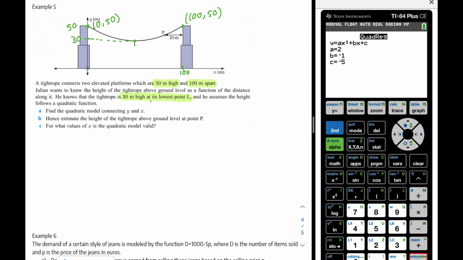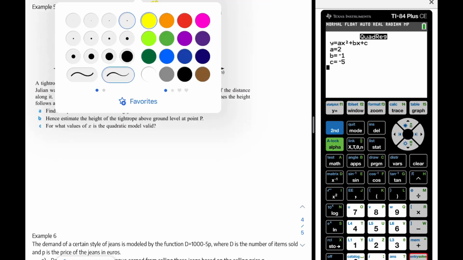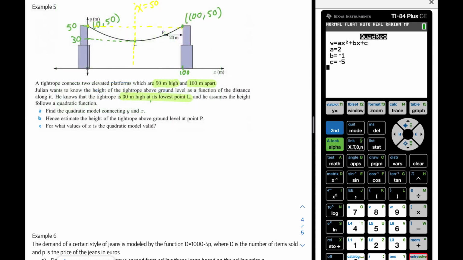And then this point here is at its lowest point. These two values have the same y value. Therefore, the axis of symmetry needs to be exactly halfway between them. So exactly halfway between them, we're going to be at x is equal to 50. So the axis of symmetry is happening at x is equal to 50. Therefore, my minimum point is happening at 50, and we're told that it's a height of 30.